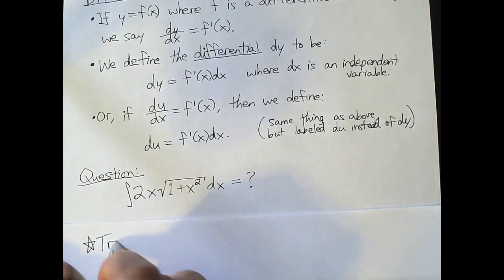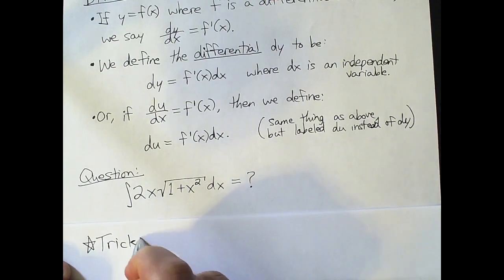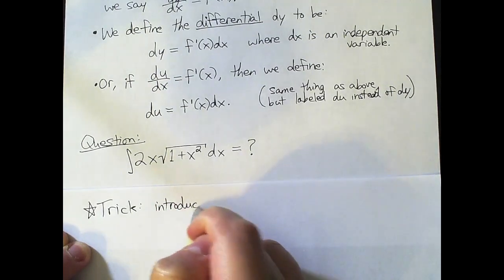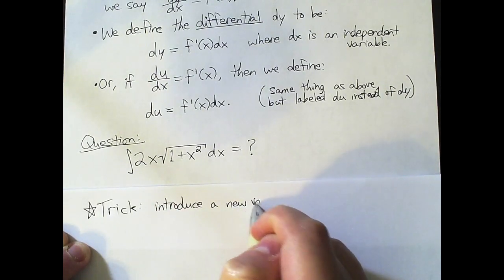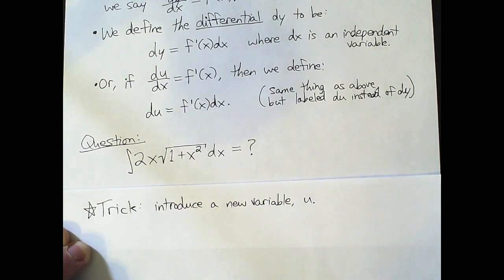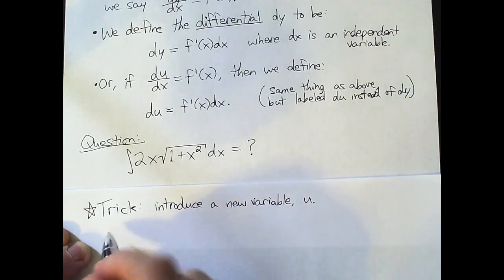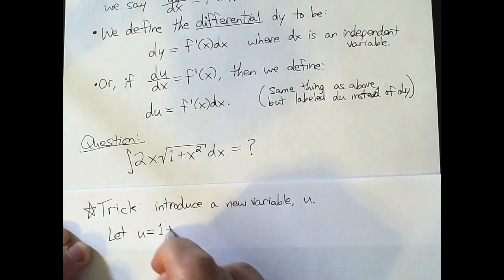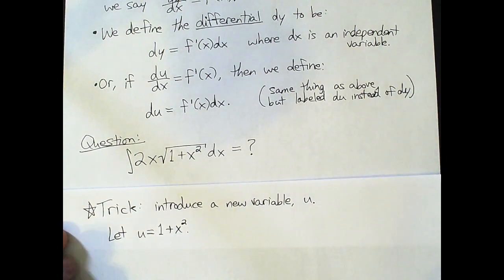All right, so this is going to be a trick that we use. And the trick is we introduce a new variable, u. And what I'm going to do for this problem is let u equal 1 plus x squared. Now we'll talk about how I knew to let u equal that. You can see that 1 plus x squared is part of the original problem, but how did I know to make it that part in particular? We'll talk about that soon.